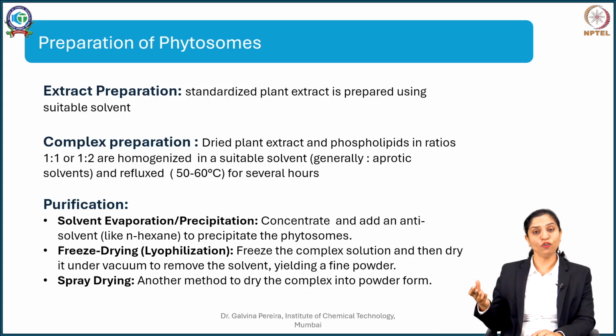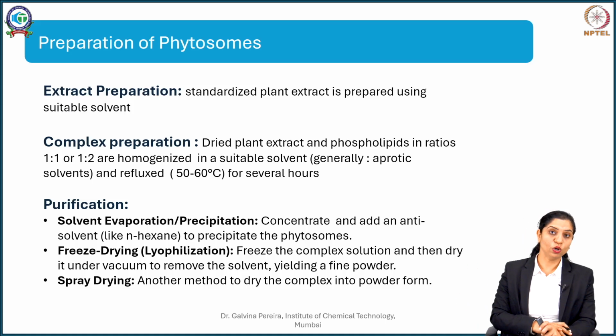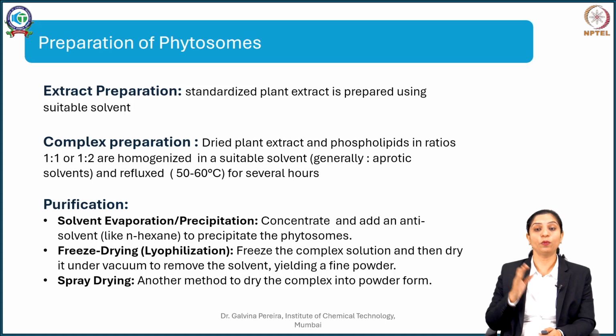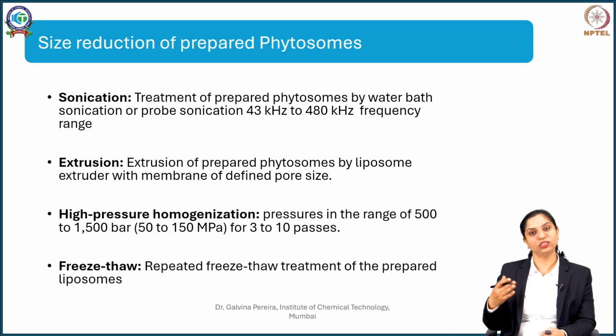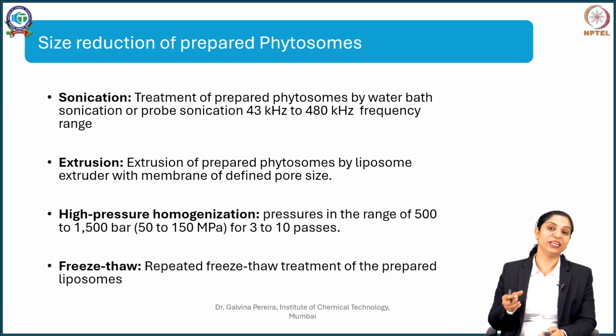So preparation of phytosomes, as compared to liposomes, does not involve the use of water or any other protic solvent, for the reason that if a protic solvent is used, your phytochemicals will not form hydrogen bonds with the phospholipids. So this is again a difference between liposomes and phytosomes as far as preparation is concerned. Once the phytosomes are prepared, you can size reduce them, that is decrease the particle size, in order to get more stable small unilamellar vesicles of uniform size and distribution.